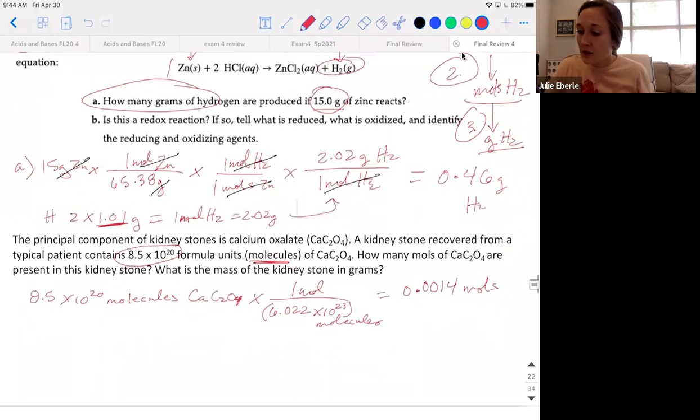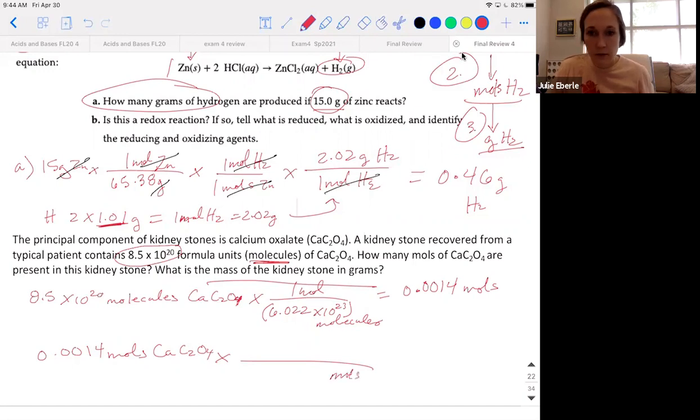Okay, the last question says, what is the mass in grams? So now we just take this 0.0014 moles, CaC2O4, and we convert it to grams. How do we do that? I want to cancel moles, so I know that unit has to go on bottom. And I want grams on top. Molar mass, thank you, Maddie.